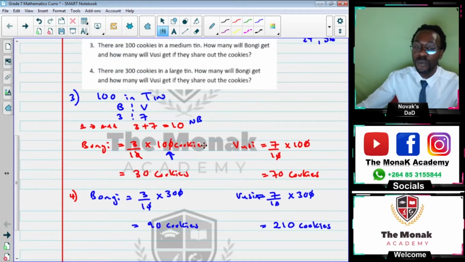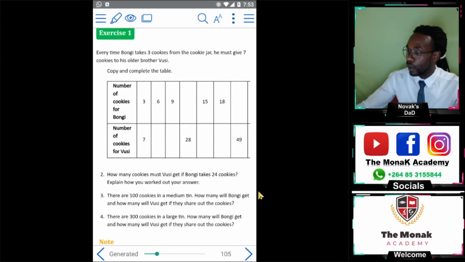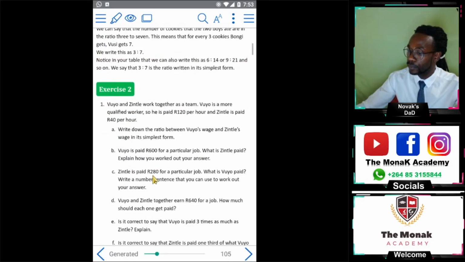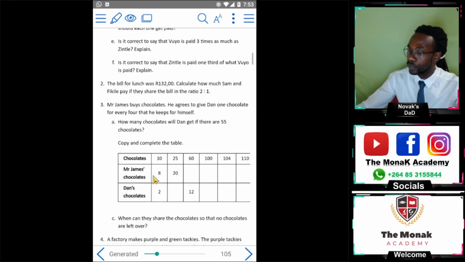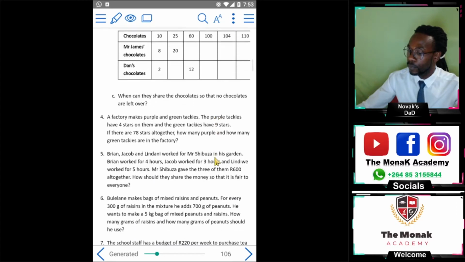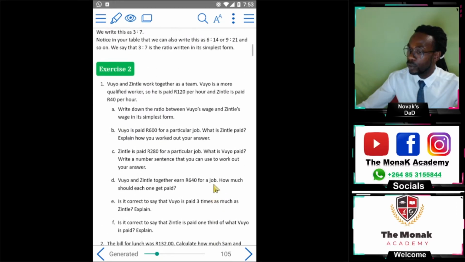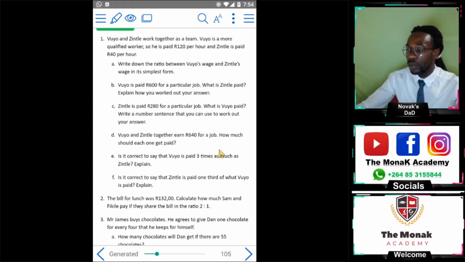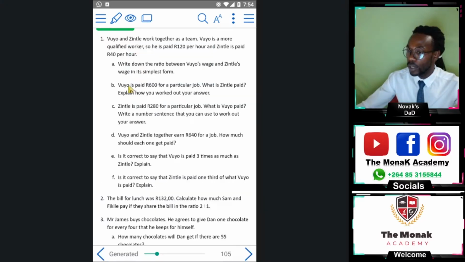So it doesn't matter what question comes, you will be able to do it. So let's see if we need to do another question. Okay. So from exercise 1, there was only one question. So we take question 1 from exercise 2 because it covers almost everything that we need. And then you can choose one to do on your own.